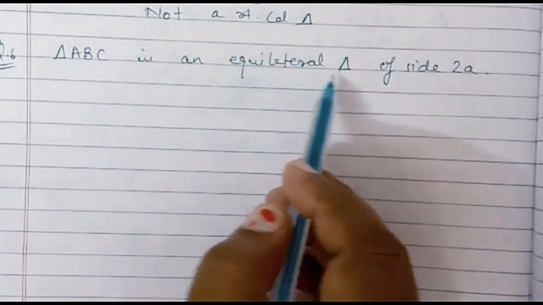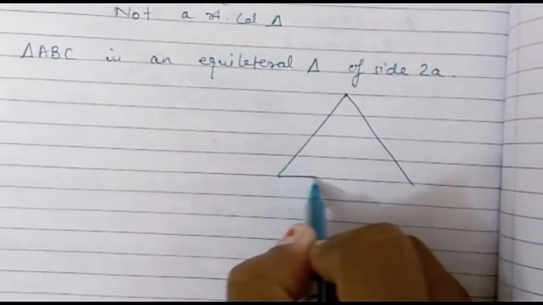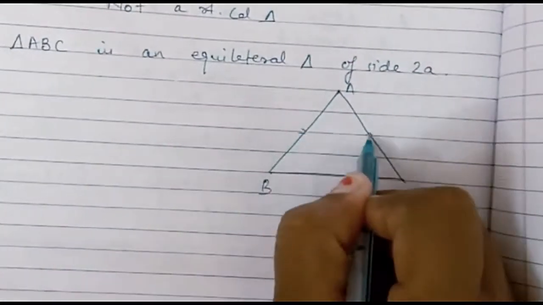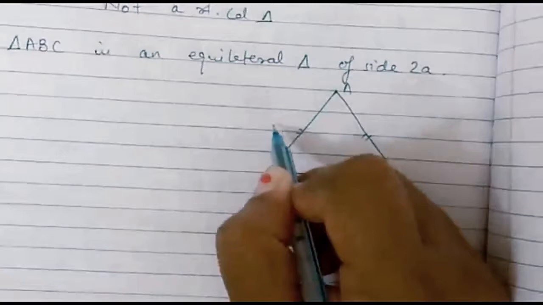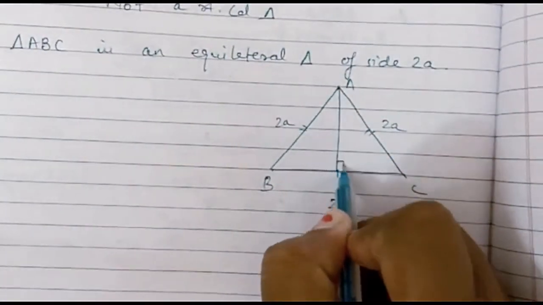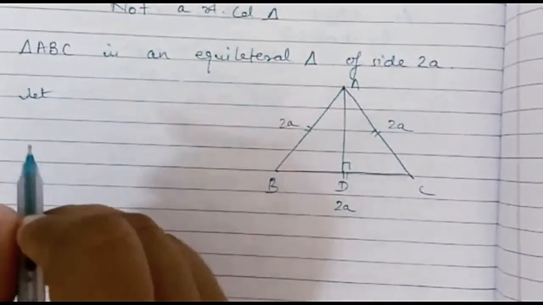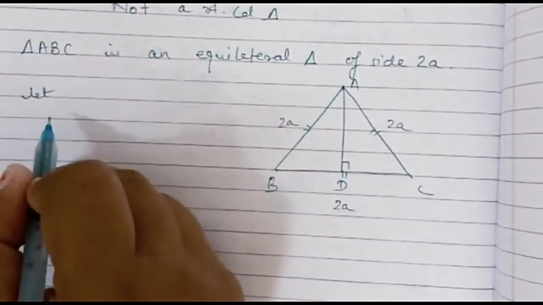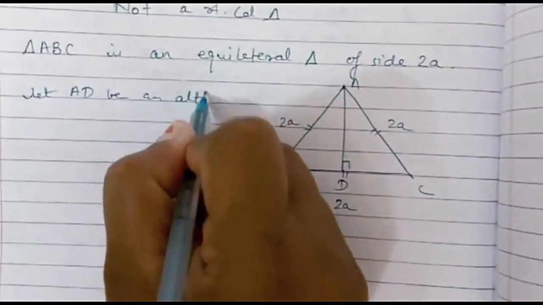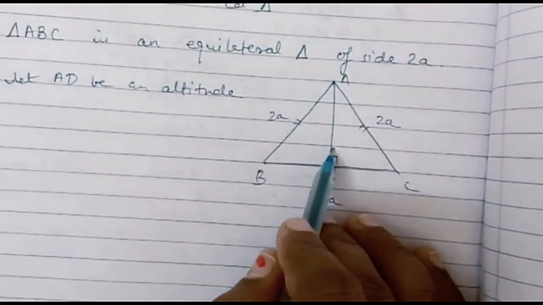Triangle ABC is an equilateral triangle of side 2A. So we know that an equilateral triangle has all 3 sides equal. So let us draw triangle ABC. AB, AC and BC, all 3 have equal measure, that is 2A. Let us suppose AD is perpendicular to BC, right? Means AD is an altitude, because we need to find out the length of the altitude. So we will write let AD be an altitude, and as it is an equilateral triangle, let me tell you, the altitude will work as a median also.